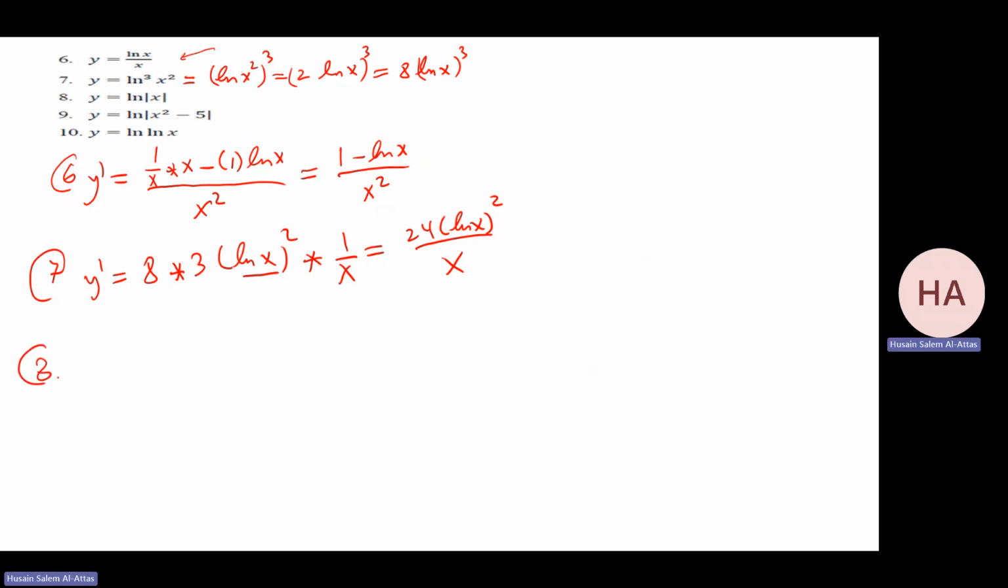Number 8, y prime will be what? 1 over x. We did it before. Number 9, y prime will be what? 1 over x squared minus 5 times the derivative of this, which is 2x. Remember, we did it here.